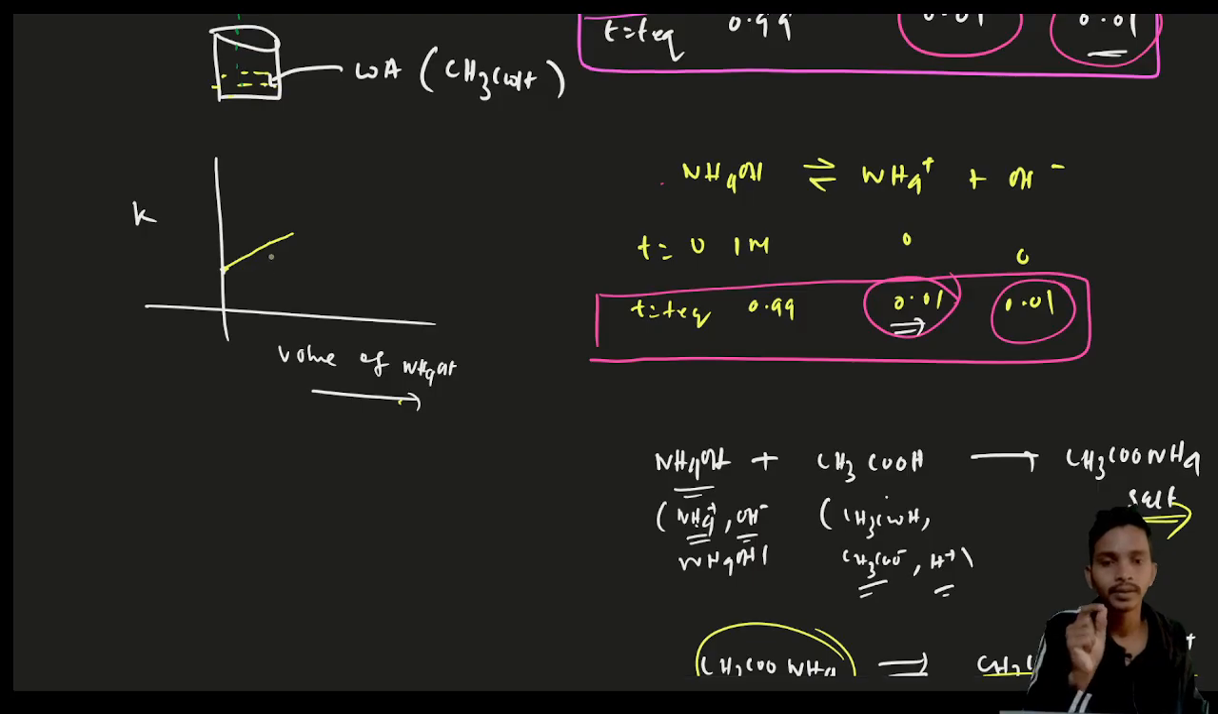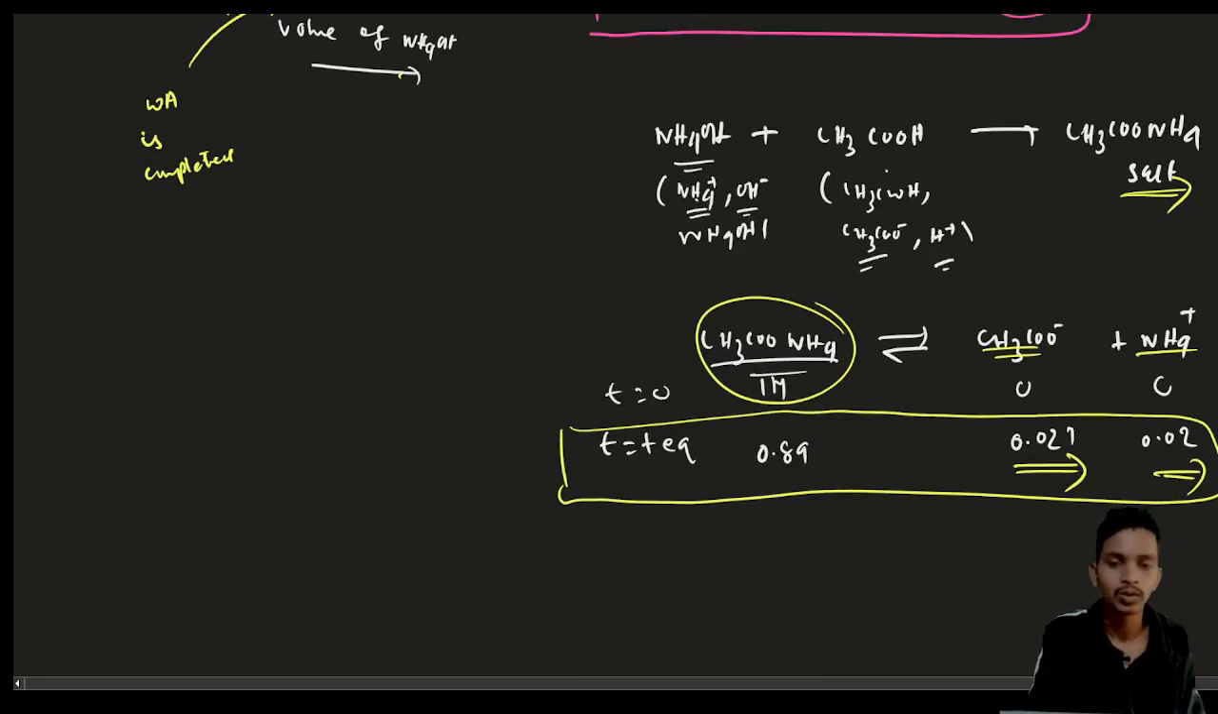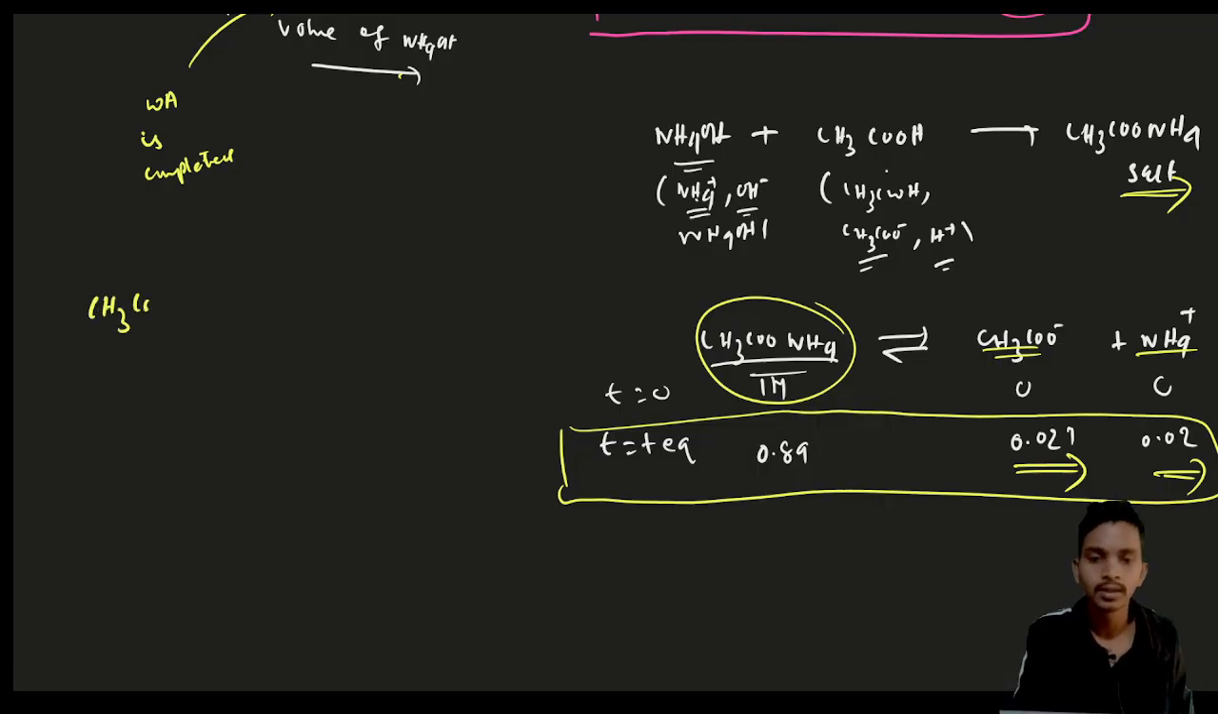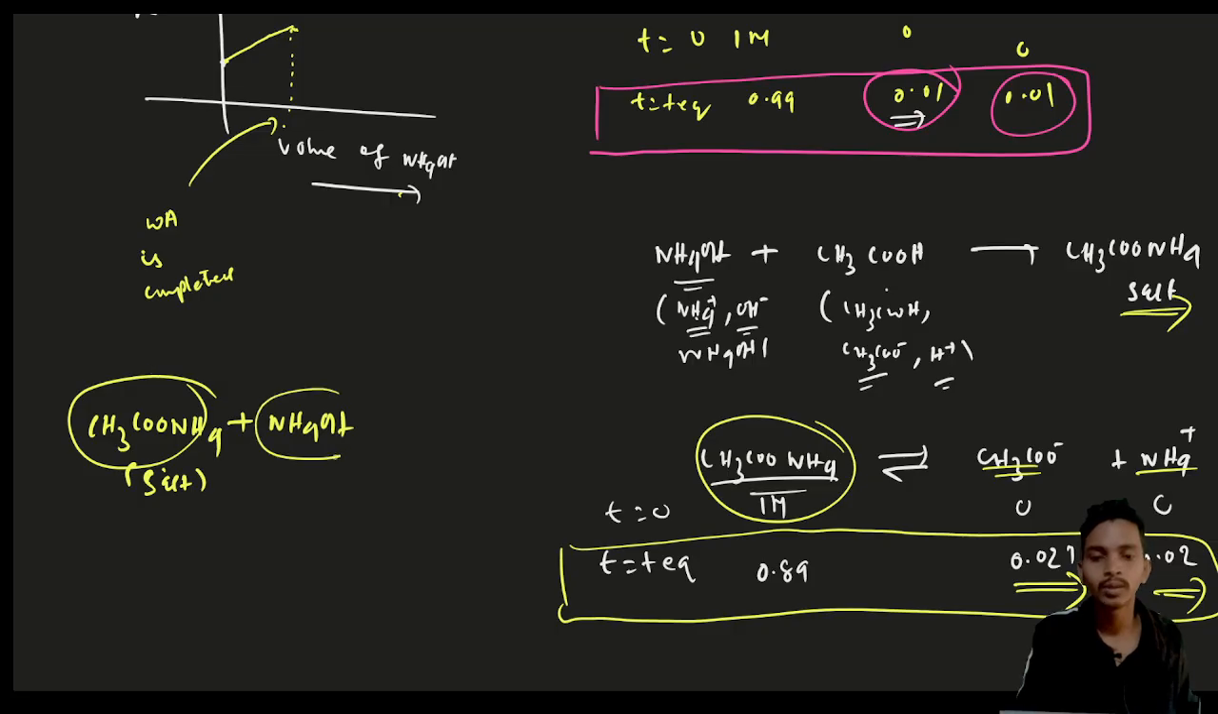And at that time when the weak acid is over, when the weak acid is completed, then what is there in the solution? CH3COO NH4 plus salt is there, plus what we are adding, NH4OH. So whenever the weak acid is finished, then only this is there and you are adding more and more NH4OH.